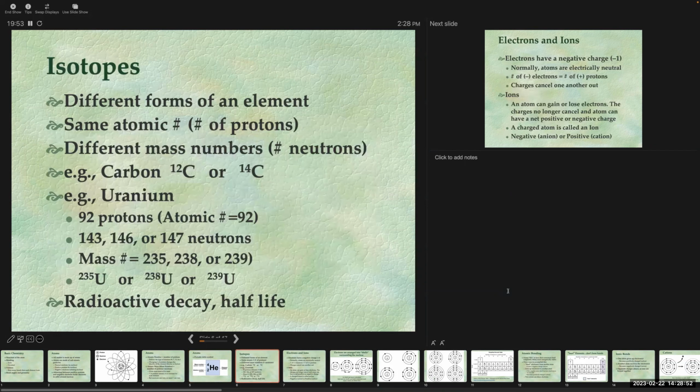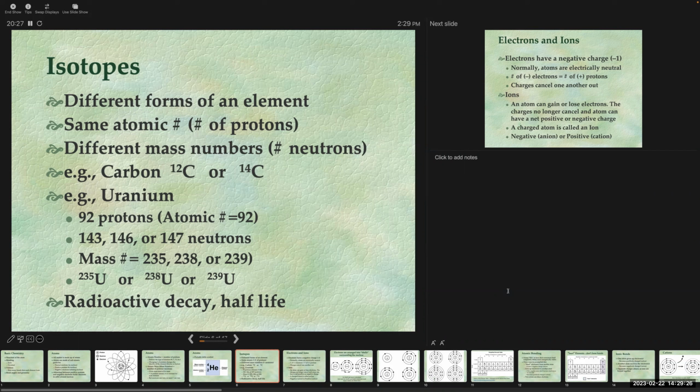So I started to talk about isotopes. These are just slightly different forms of a given element. All isotopes of a particular element have the same atomic number. Like I said, carbon always has to have 6 protons, otherwise it's not carbon anymore. Oxygen always has to have 8 protons, otherwise it's not oxygen anymore. But what can vary is the number of neutrons. So the mass number can vary. The atomic number stays the same, but the mass number can vary.